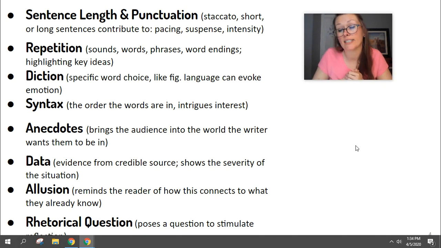Writers can also rely on data. The data can be from a credible source. It shows the severity of a situation. Sometimes data is in the form of a chart, but data can also be over time. And so we want to think about what data is being used, if it's being used, or if we're reading an argument, why isn't data being used?